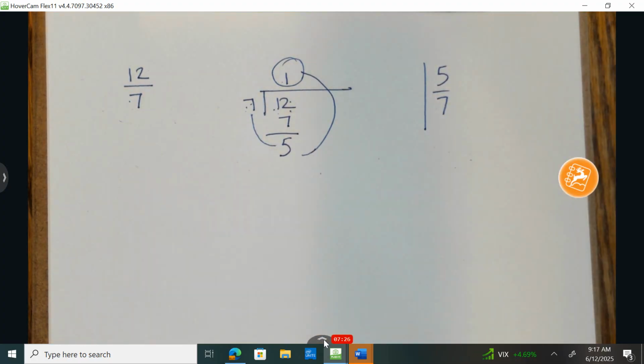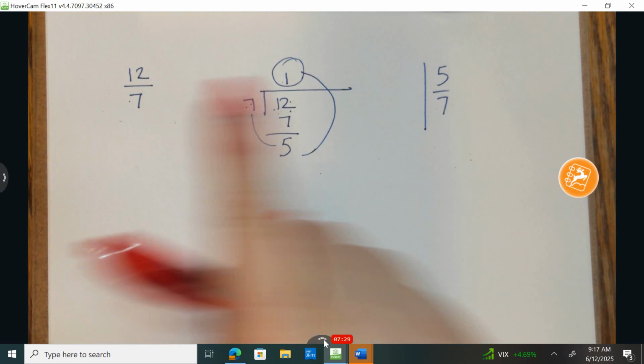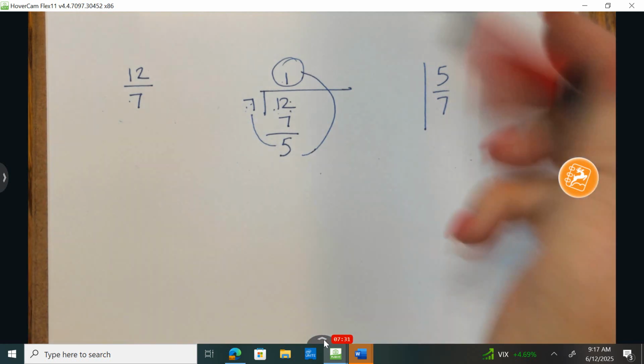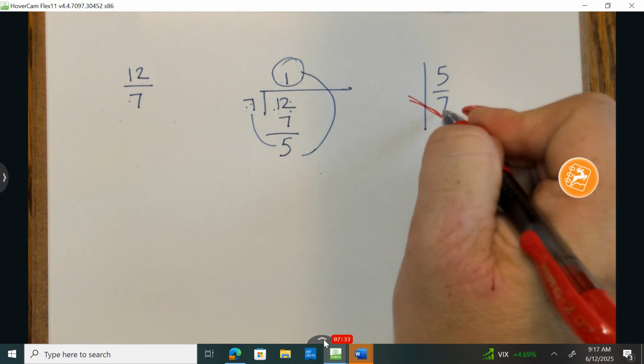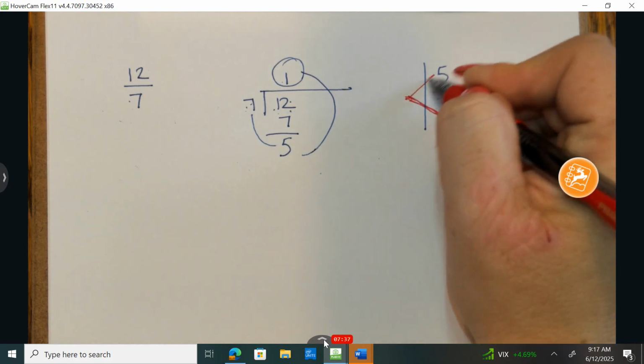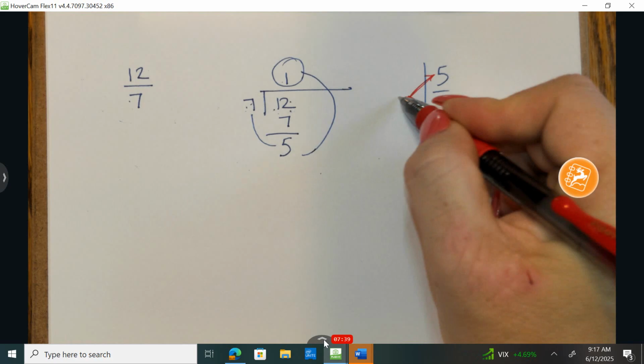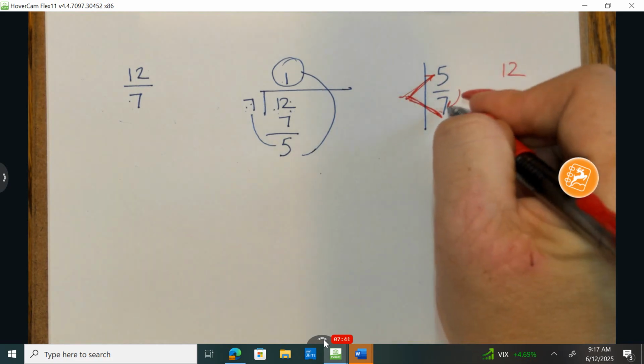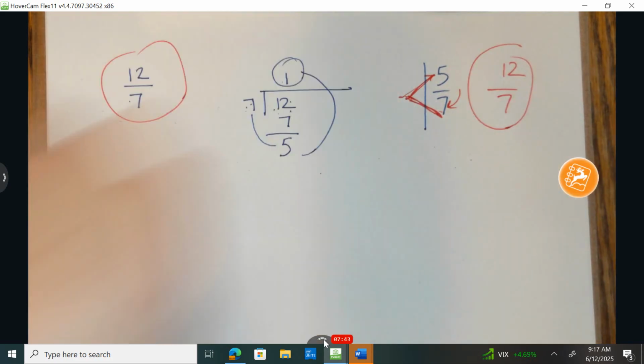How do I know if I correctly rewrote this in an equivalent, which means equal, form? I multiply going this way, so 7 times 1 is 7, and then to that value I add this top number. So 7 plus 5 is 12, and always rewrite it over this number. We can see they're exactly the same.